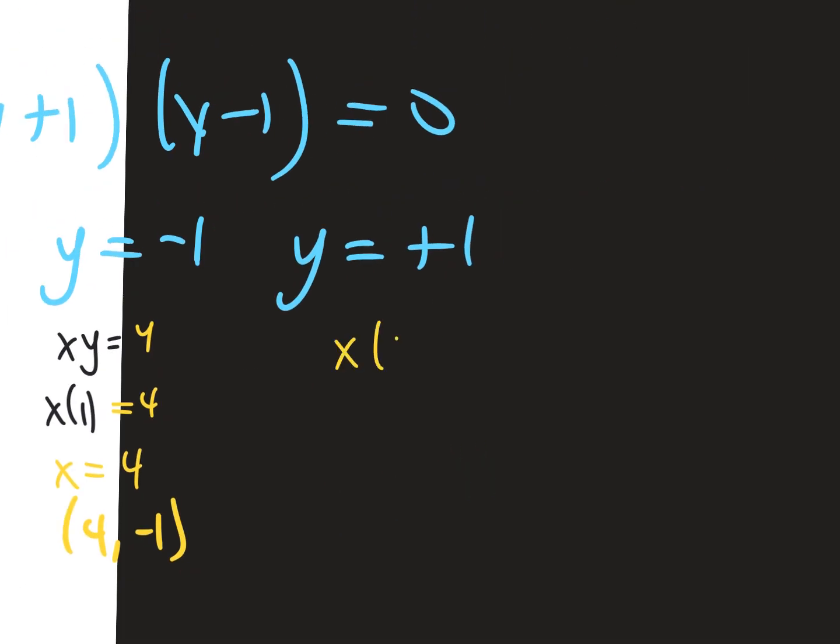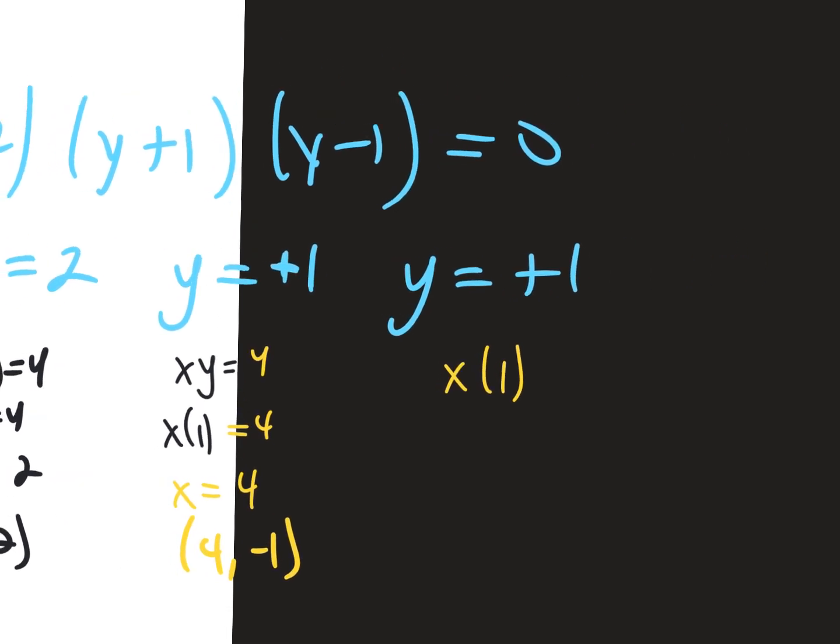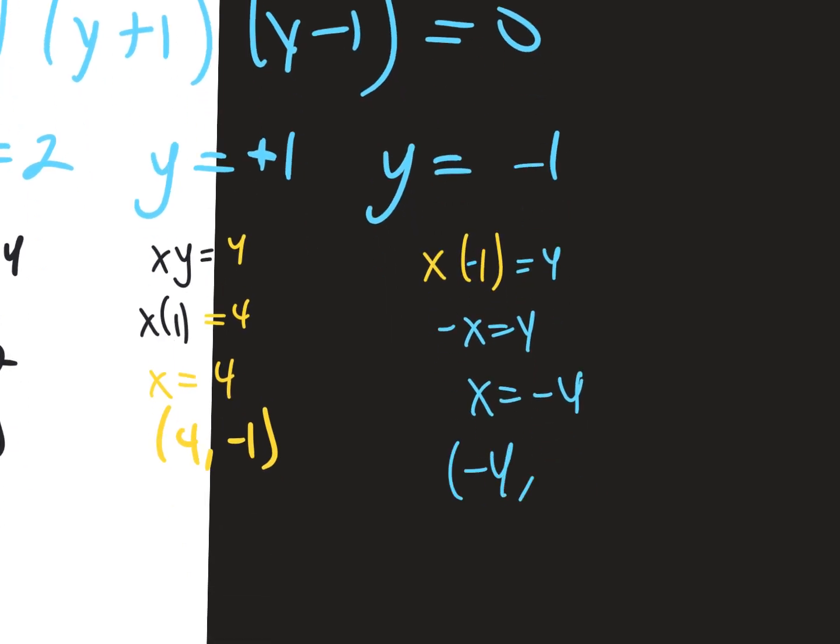And xy, oops, did I plug in negative? Yeah. No, that one was positive. I'm going to make this one positive, look, up here. Okay, and then over here, I'll make this negative. Sorry. Negative, negative. Okay, equals 4. So negative x equals 4, so x equals what? Negative 4. So my answer is negative 4 comma negative 1.